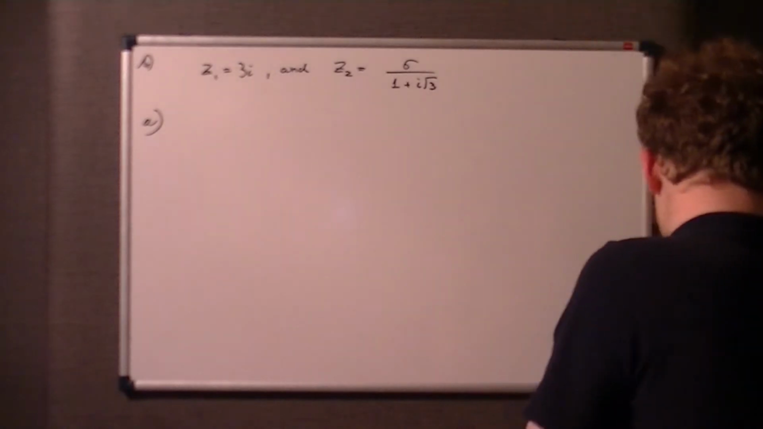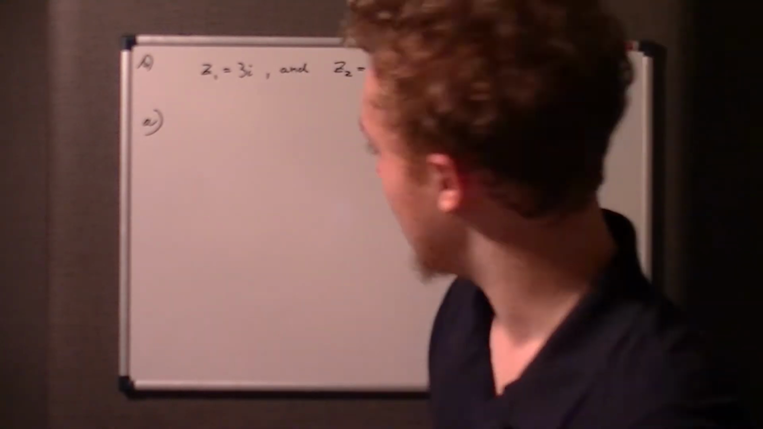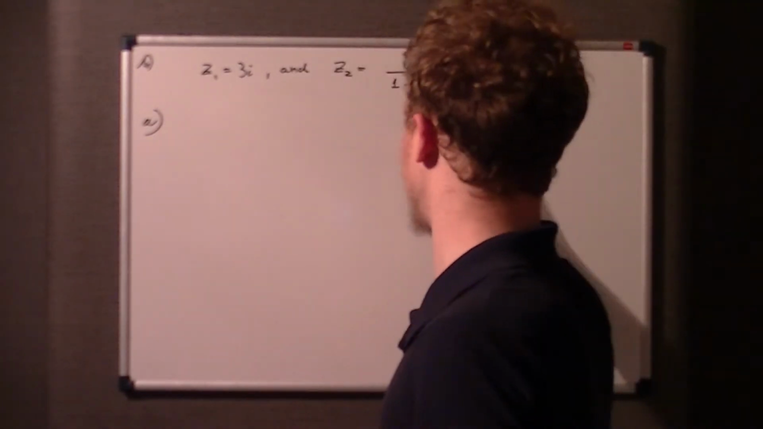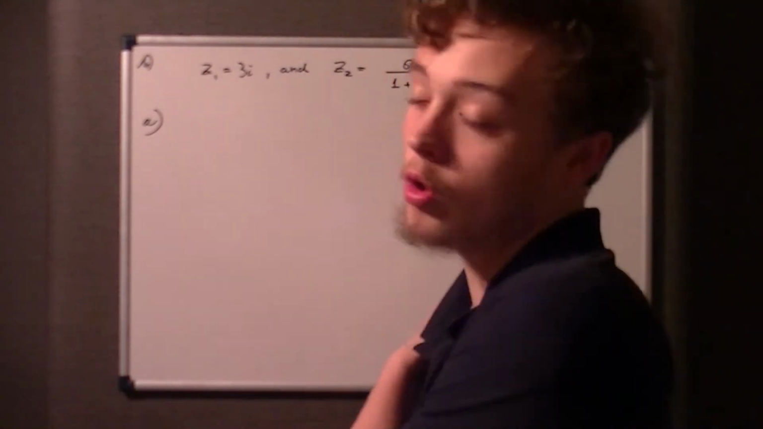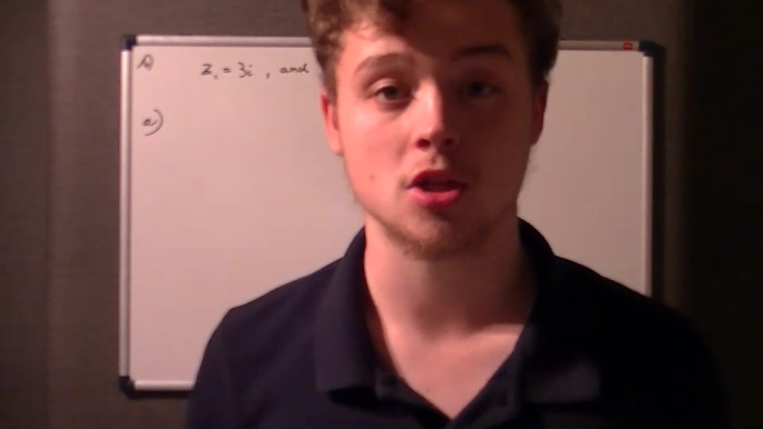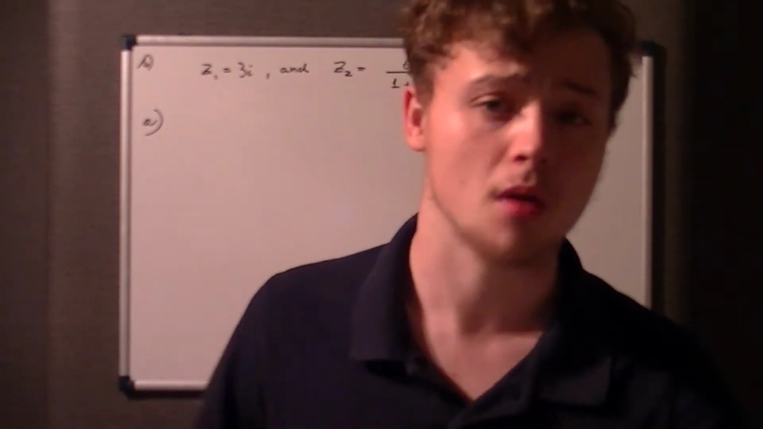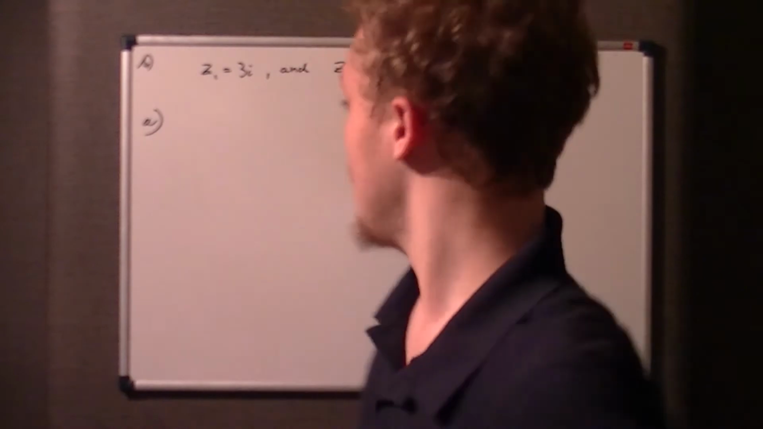Okay, and the first thing it asks us is to put Z2, the second number, in the form a plus bi. Essentially what we've got to do is get rid of the surd in the bottom, and as soon as I saw this question, I thought I'm going to turn that into some kind of normal complex number.